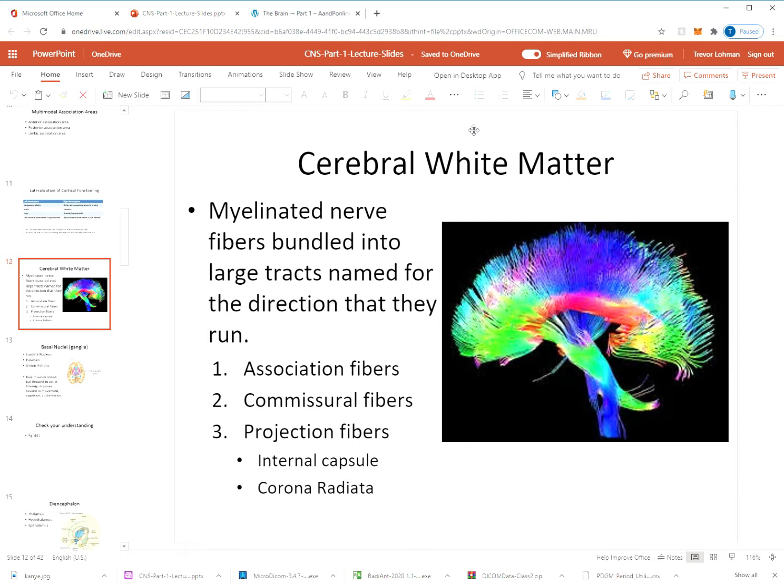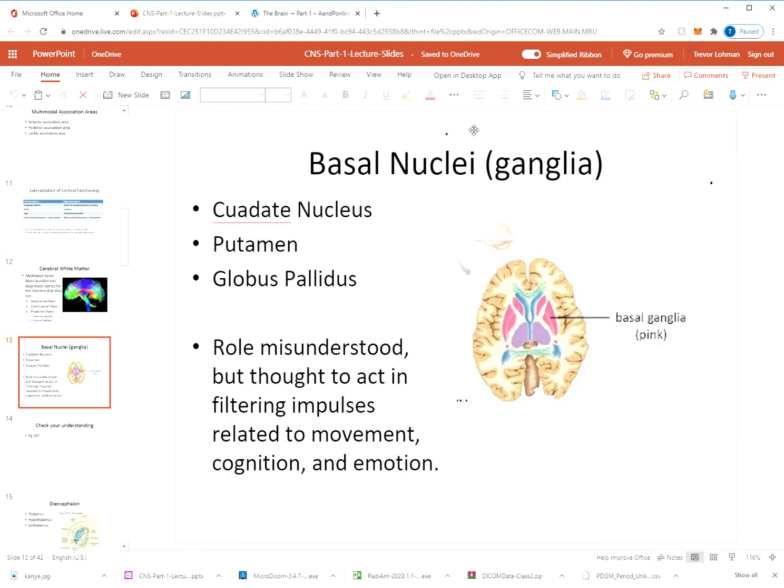And then the deeper blue and the green look like they may be projection fibers, which is our last group of fibers. These are fibers that carry information from one level to another. So from the cerebral cortex to the cerebellum, or from the cerebral cortex to the spinal cord. They move up and down the central nervous system. All of this is considered white matter because these are axons. White matter is composed of axons.